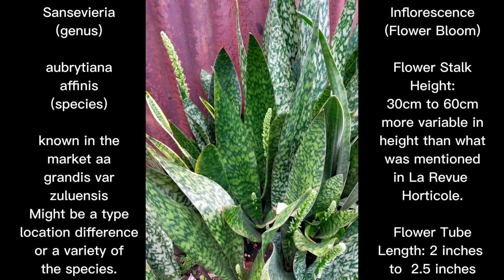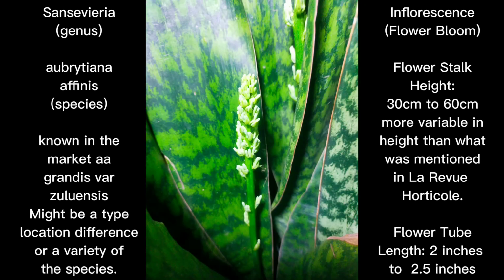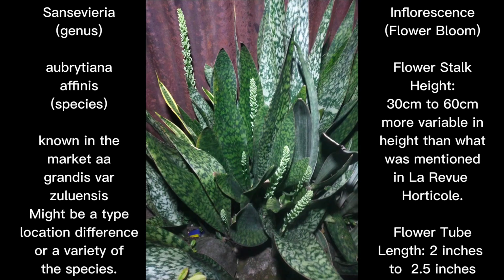That is why there is some truth to why it is called another name. It is because it has differences compared to the actual aubrytiana species. I'm still showing you pictures of the growth phase, and right now it has grown in length, and some of the flower bracts have been left out, and you will be able to see the flower tubes forming, and this is how it looks like now.